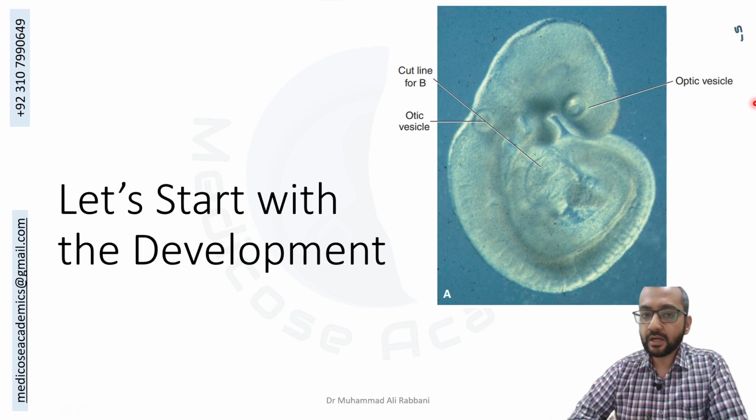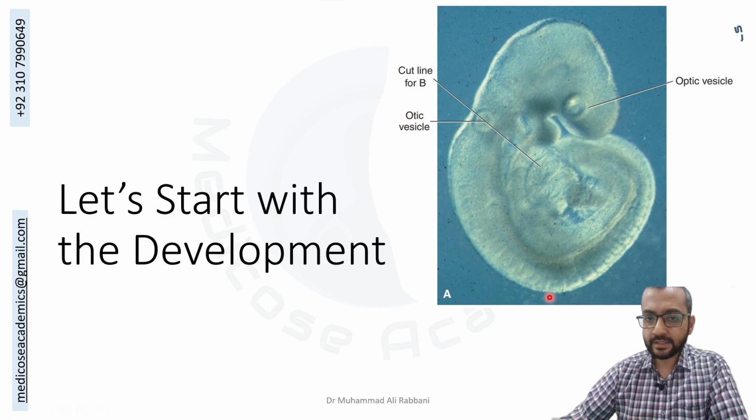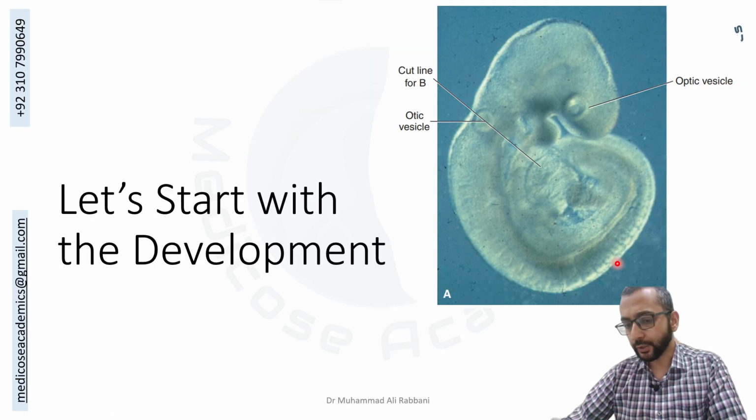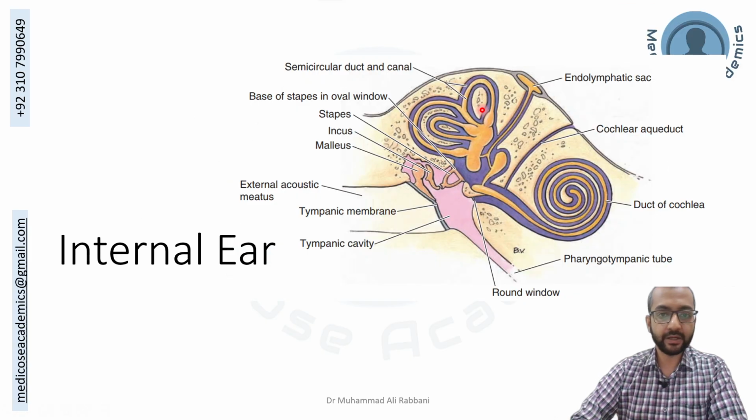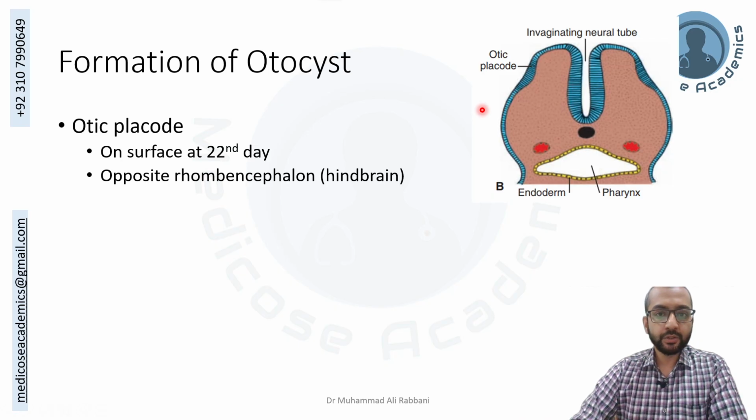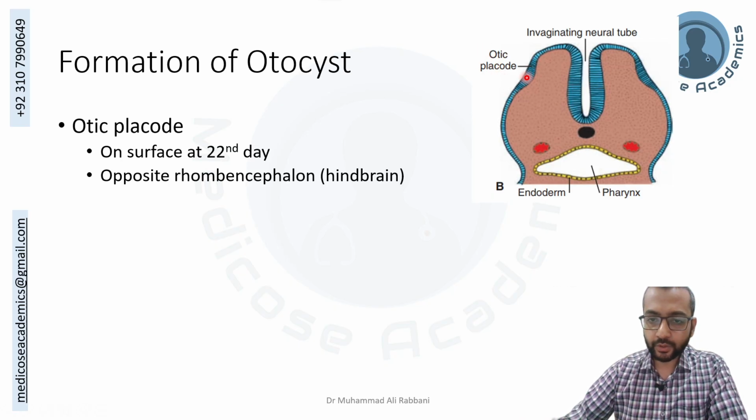So let us start with the development process. This is the embryo roughly at the end of the third week, at day 21-22, and as you can see, in this area a thickening of the skin is formed that later invaginates. This thickened part is called the otic placode. So let us start with the inner ear.